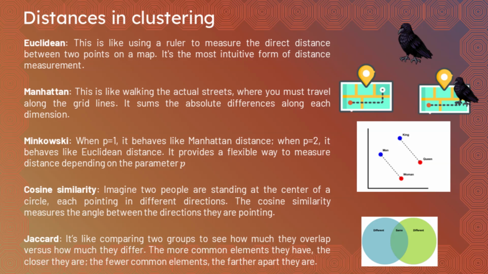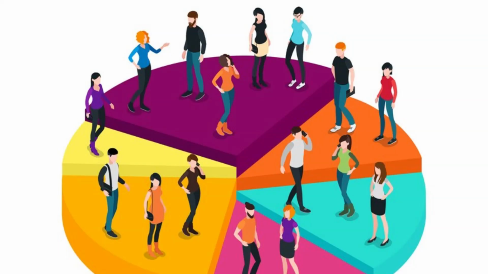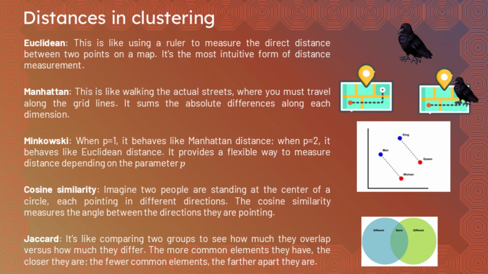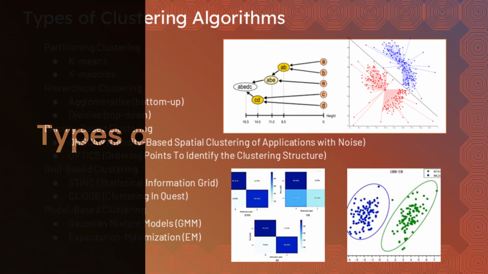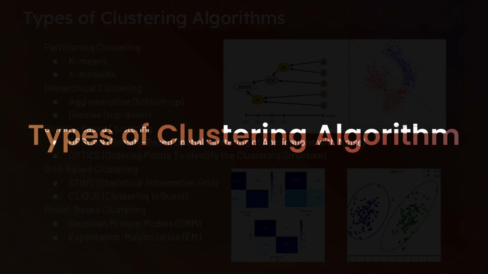Lastly, Jaccard similarity focuses on how much two sets overlap. The Venn diagram here shows that the more common elements two groups share, the closer they are. The fewer commonalities, the more dissimilar they become. All these distances help us decide how to cluster our data, and choosing the right one can dramatically change our model's performance. Now, let's look at the main types of clustering algorithms.